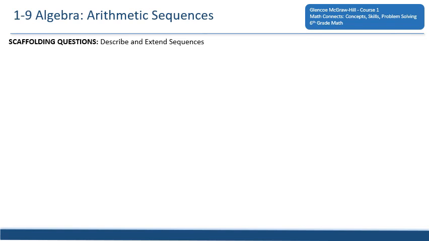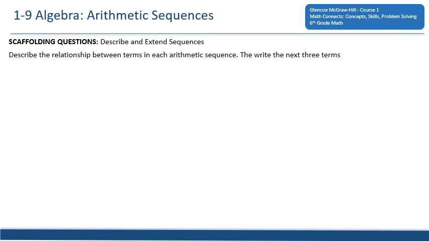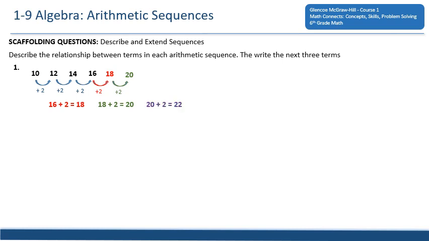Scaffolding questions. Describe and extend sequences. Describe the relationship between terms in each arithmetic sequence. Then write the next 3 terms. So we have 10, 12, 14, 16. 10 plus 2 is 12. 12 plus 2 is 14. 14 plus 2 is 16. Then we add 2 to 16, we get 18. 18 plus 2 equals 20. And 20 plus 2 equals 22.